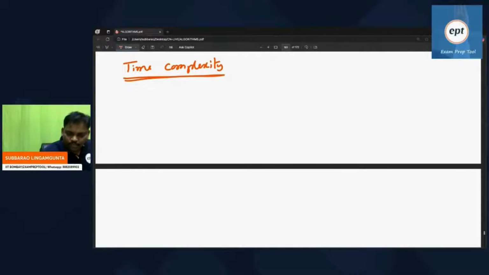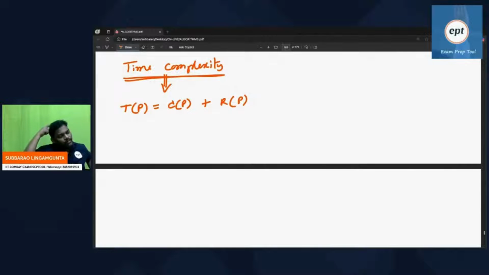Right. Now see the answer. How to find out time complexity? Remember everyone: the time complexity of any program, T of P, is equal to how much time that program will take for compilation plus how much time that program will take for running. So time complexity of any program is equal to compile time plus running time. This is the way the time complexity will be calculated.